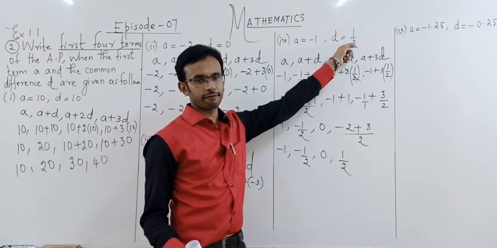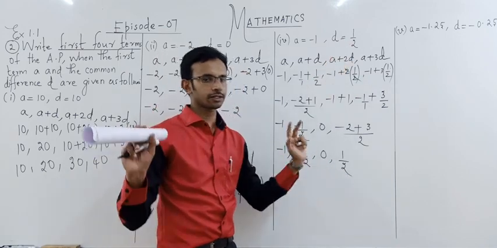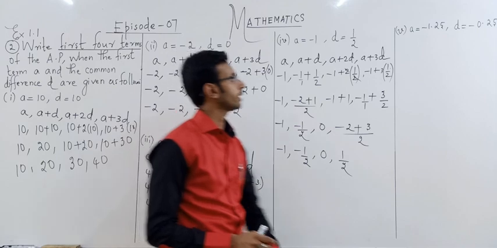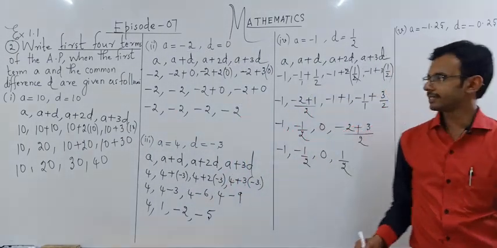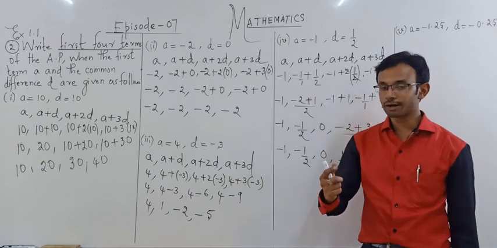Minus half plus half, you know it is 0, and 0 plus half is half. This is how the 4 terms of this progression are. And then the fifth problem is decimals. See how they are introducing it slowly to you and making you feel comfortable.